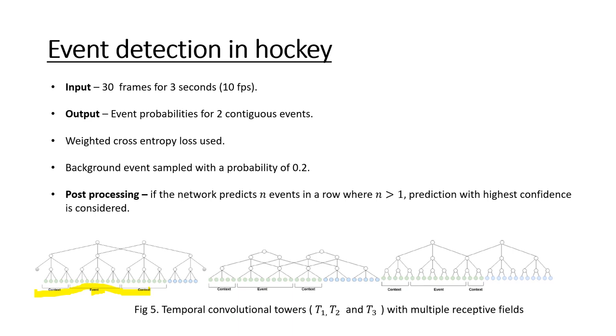Background event is sampled with a probability of 0.2. This is because if we do not do this, then only the background will be sampled because there is a lot of background and the learning will become difficult. Finally, we know that events such as face-off, shot, and advance do not happen or are less likely to happen simultaneously. So if the network predicts n events in a row where n is greater than 1, the prediction with highest confidence is considered.